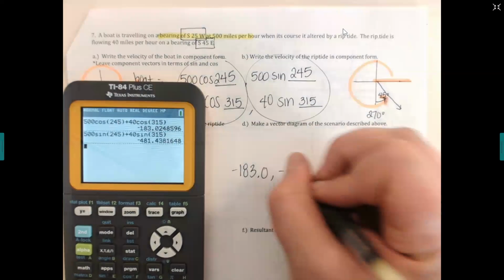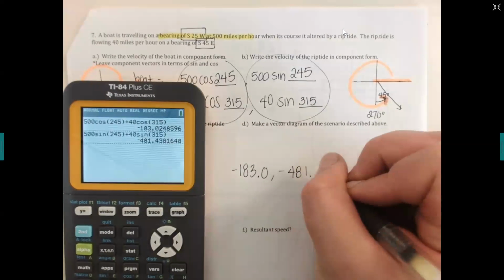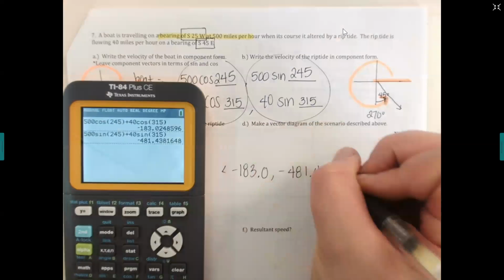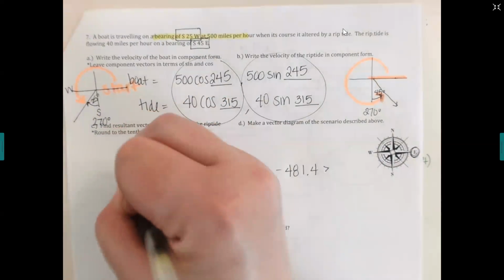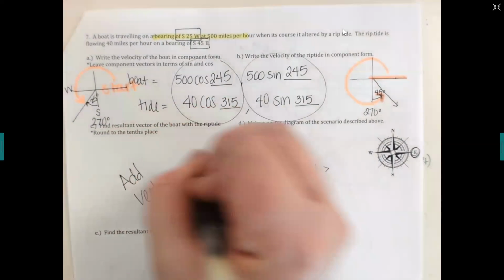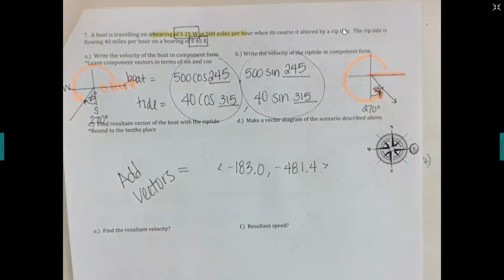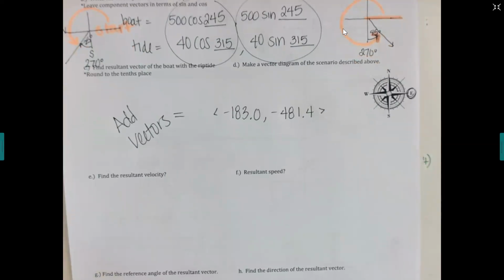So I got negative 481.4. Okay, and then I'm gonna put here, how did I get those? I added the vectors to get that. Okay, after you add the vectors, is that not what you got?